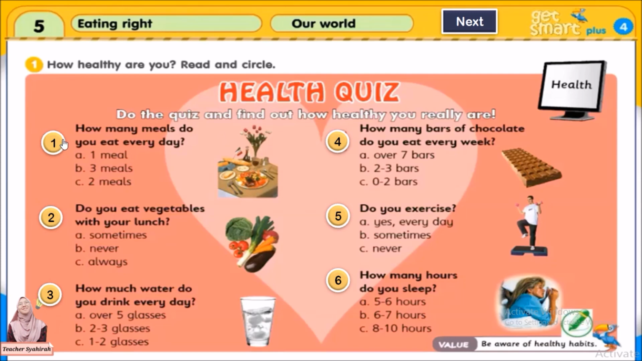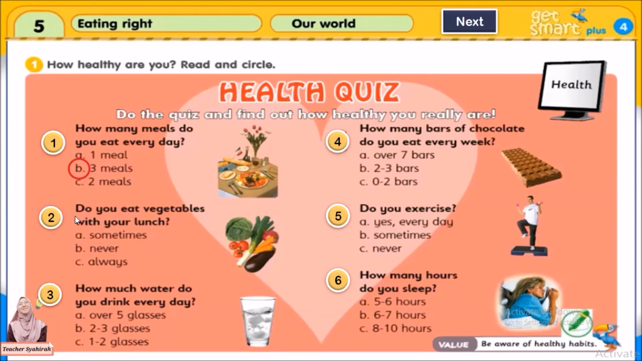So number 1, we're going to look at the first question. How many meals do you eat every day? Berapa banyak hidangan awak makan dalam sehari? So the first one is A, 1 meal, B, 3 meals, C, 2 meals. So how many times do you eat every day? Alright, my answer would be 3 meals. Okay, we have breakfast, we have lunch and dinner. Tapi ini terpulang untuk awak sendiri. Awak makan berapa hidangan setiap hari.